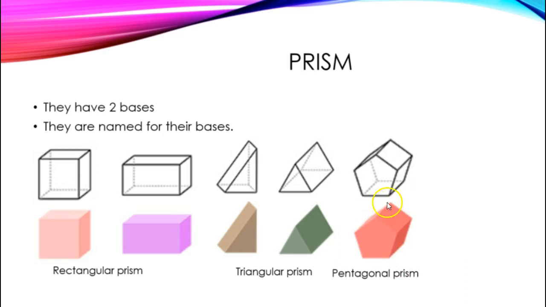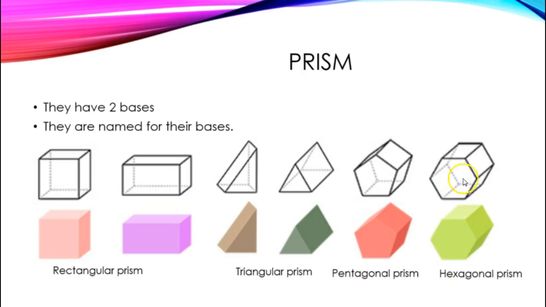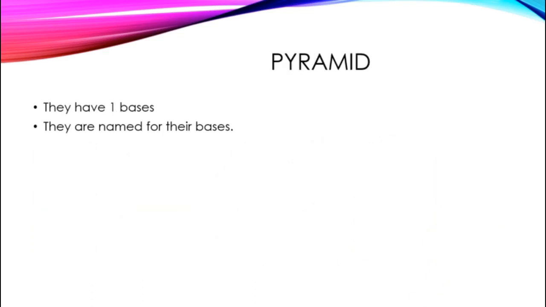This one is a pentagonal. Notice that's a pentagon, so that's a pentagonal prism. And a hexagon, so this is a hexagonal prism. You should be filling in your notes as we go through this.